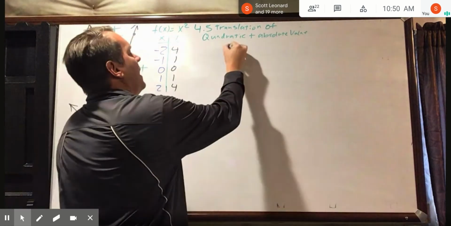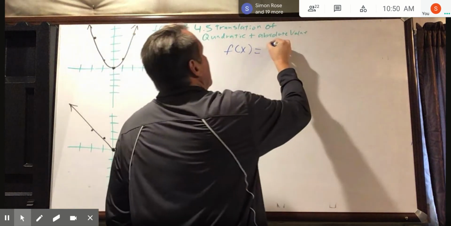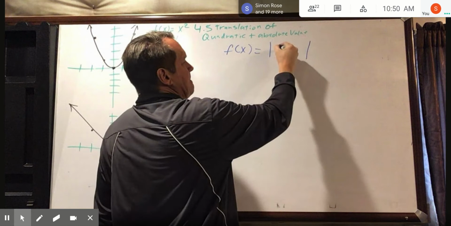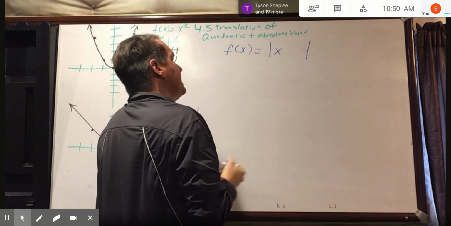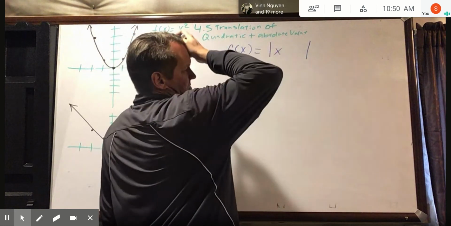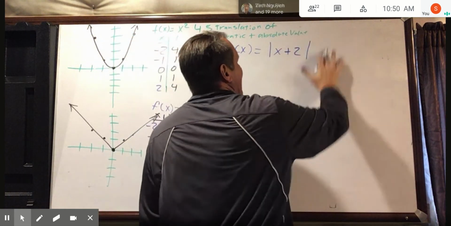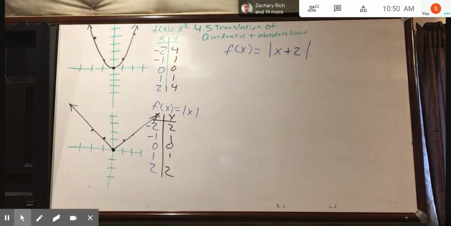Let's go f of x equals absolute value of x plus 2, and nothing on the end here. I'll give you guys 3 minutes to do this problem.